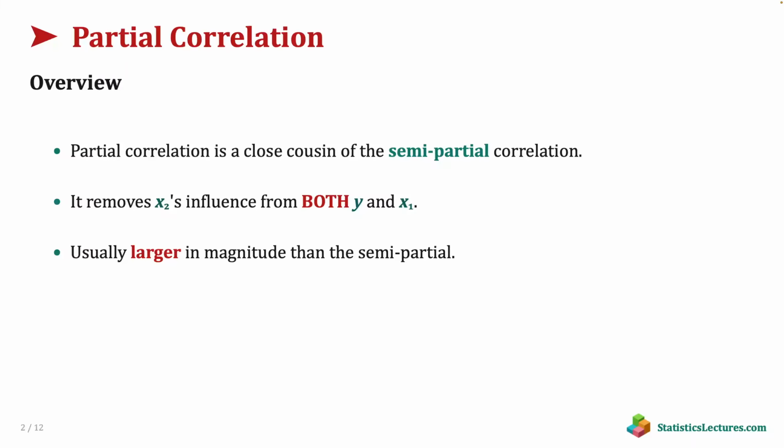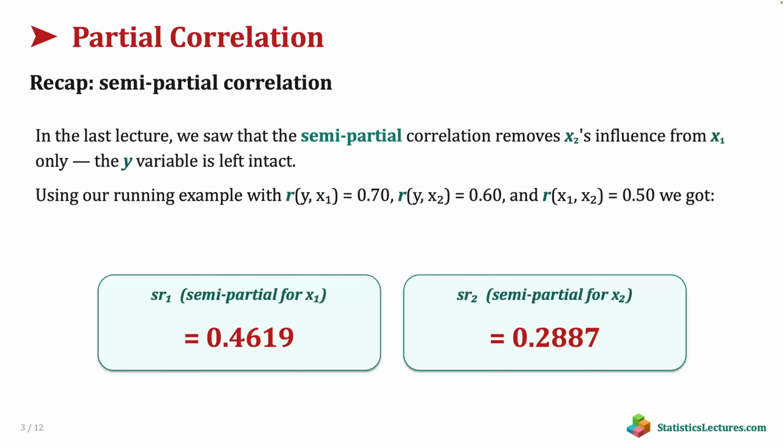Now, the key difference between partial and semi-partial correlation is that partial correlation removes x2's influence from both y and x1, not just x1. And because of that extra cleaning step, the partial correlation is usually larger in magnitude than the semi-partial correlation. Now let's look into both of those ideas.